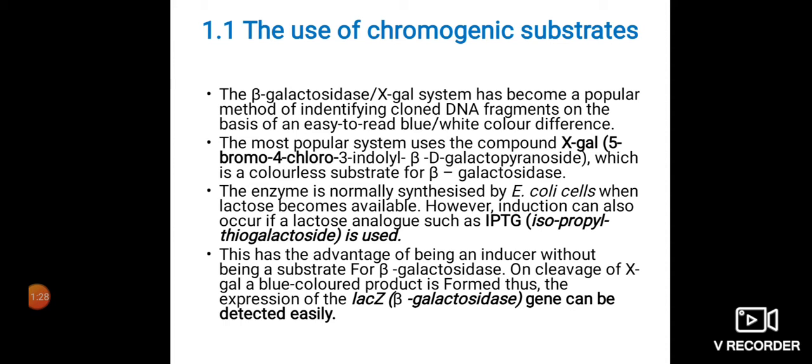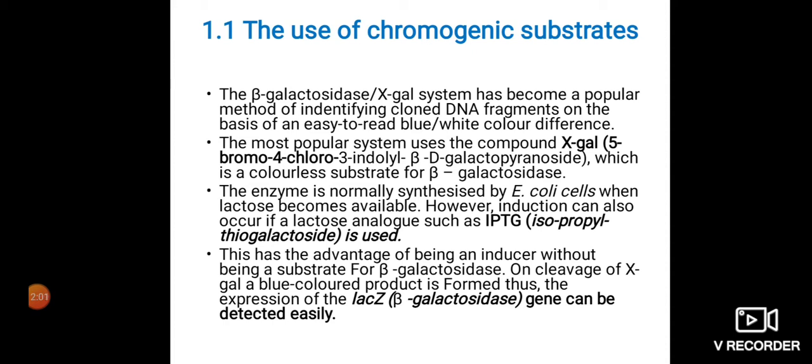So here people use the very famous blue-white screening, which is done with the beta galactosidase enzyme, the LACZ gene. They use the chromogenic substance called X-GAL, that is 5-bromo 4-chloro 3-indolyl beta D galactopyranoside. Now when the enzyme acts upon this, it will remove the beta D galactose from it, leaving only X, which is the blue colored chromophore.